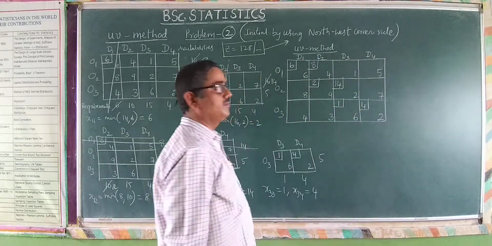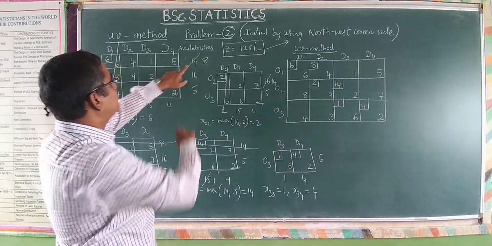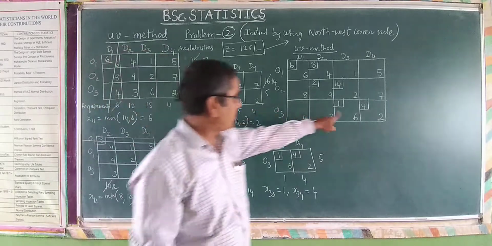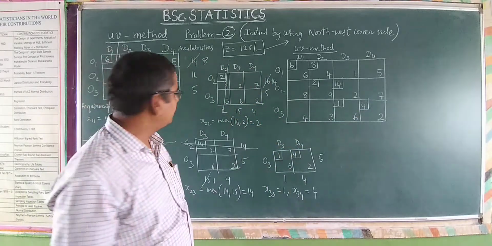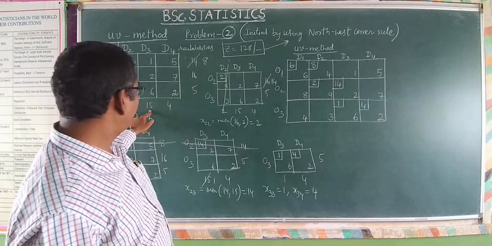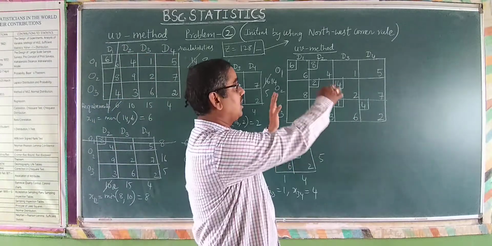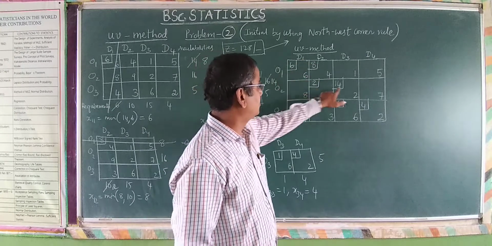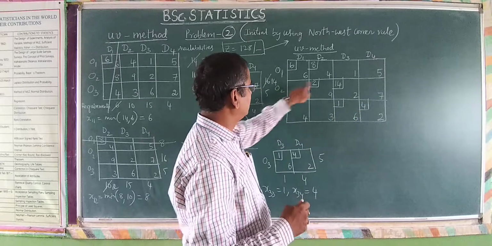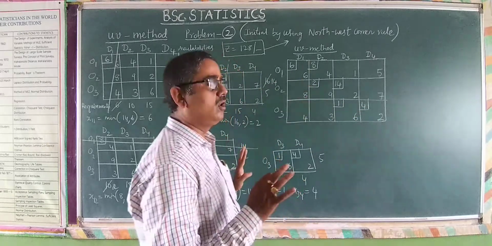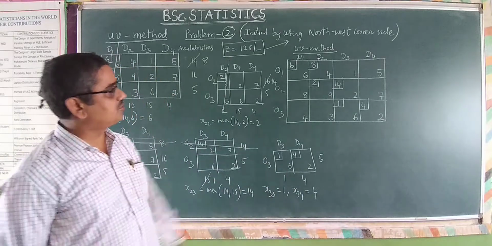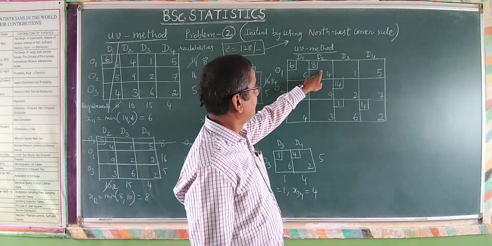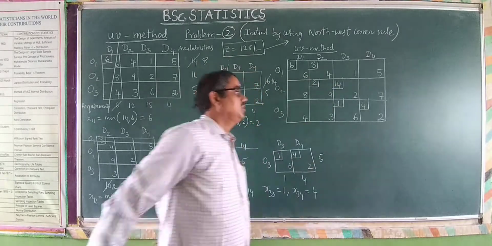If you understand, you can easily observe that 8 plus 6 it is 14, 2 plus 14 it is 16, 1 plus 4 it is 5. Similarly, column wise also you can check. 8 plus 2 is 10, 14 plus 1 is 15 and 4. So this is the way you will get the initial solution in the northwest corner rule. You see here it comes down, it goes to the right side, it comes down. It's like that.